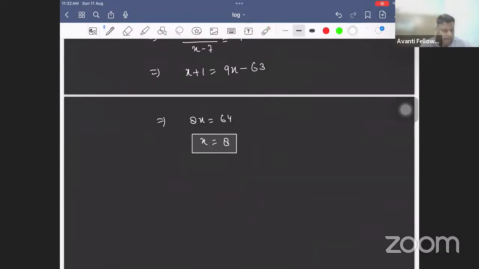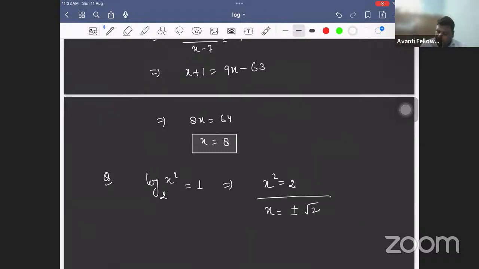Now, write down another question. Log x square base 2 is 1. Implies x square comes what? 2. So x comes what? Plus minus under root 2. All right. Easy and simple question.